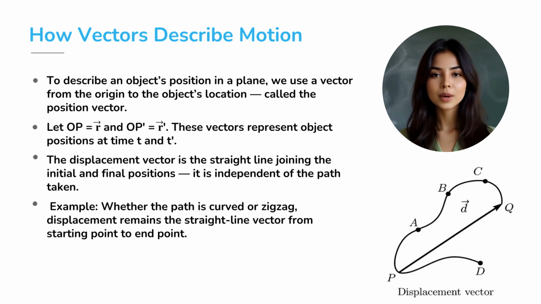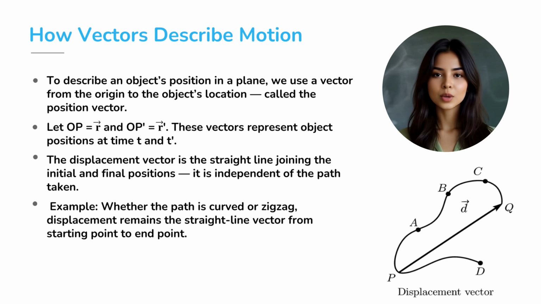Imagine standing at a park entrance. We'll call that point O. You walk straight to a bench. That's point P. The line from O to P is called the position vector, and it tells us where you are relative to the starting point. If later you walk to a new location, say point P prime, the new position is represented by a second vector. The change in your location, that is, the vector from point P to point P prime, is called the displacement vector.